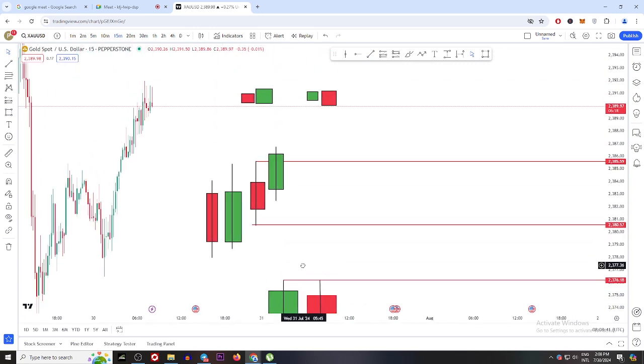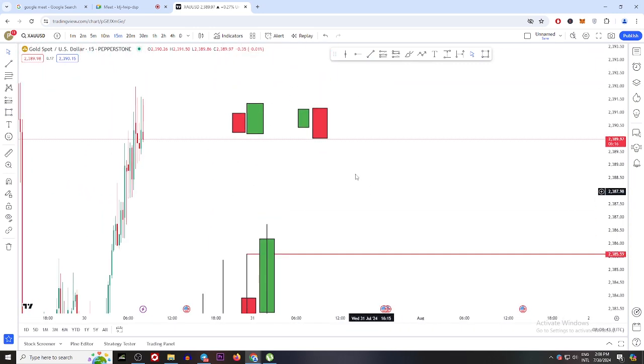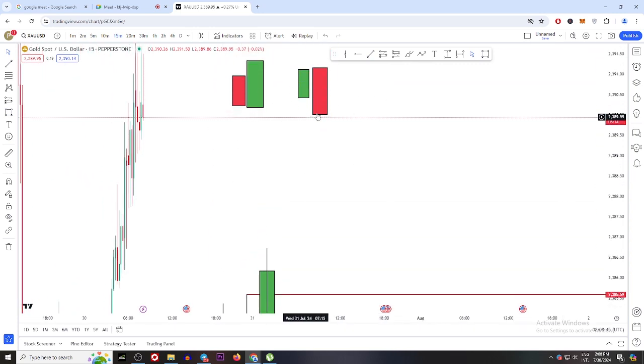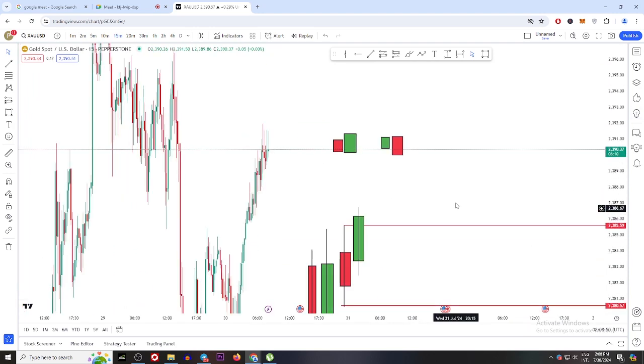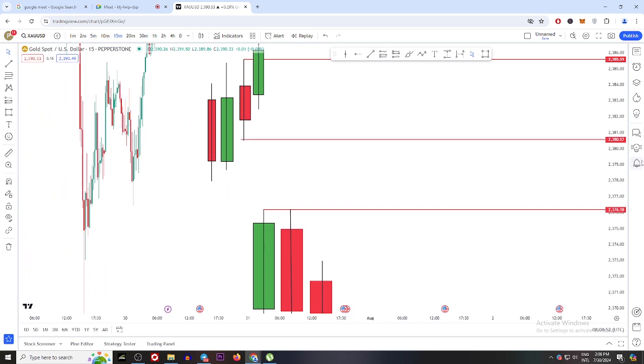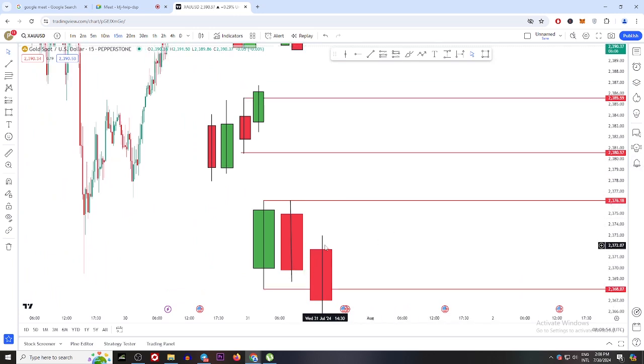Now, remember, when we have a two-candle engulfing, we call it a regular engulfing. If we have more than two candles engulfing, no matter how many candles it takes, we call it an irregular engulfing.